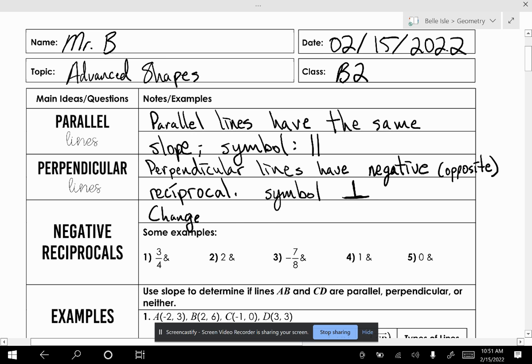Okay. Change the sign. That again is referring to the negative or the opposite part of this negative reciprocal, and flip the fraction. Flipping the fraction is giving you the reciprocal.